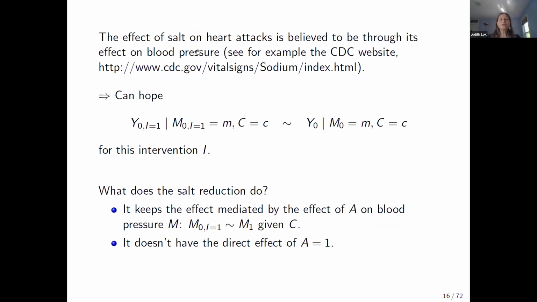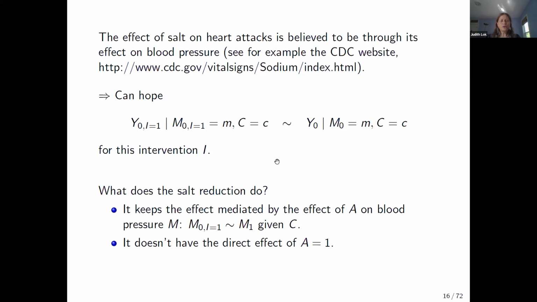The effect of salt on heart attacks is believed to be through its effect on blood pressure. So you could hope that if blood pressure has a certain value without the salt reduction versus it has a certain value with the salt intervention, salt reduction, then given the other patient characteristics, the people with the blood pressure equal to M without the salt reduction and the people who have the blood pressure equal to M with the salt reduction have the same distribution of their heart attack variable for this intervention I.